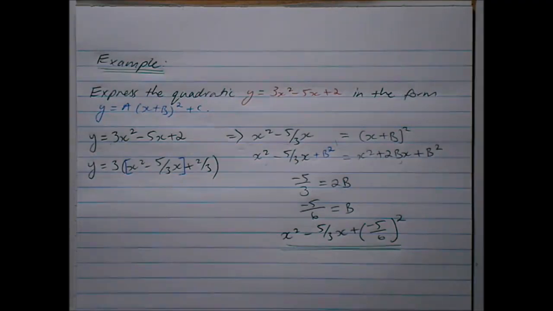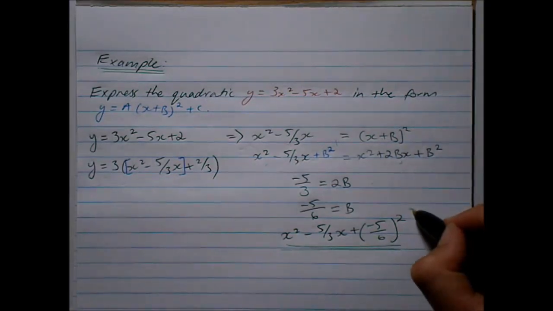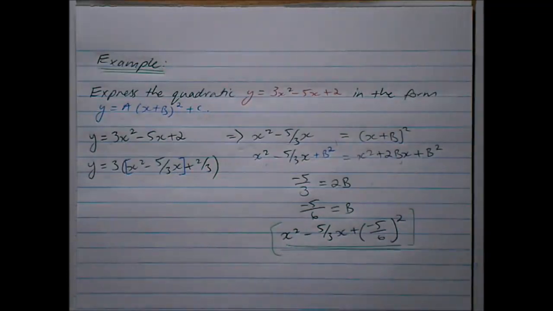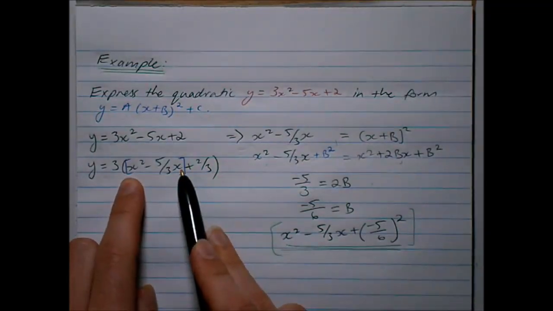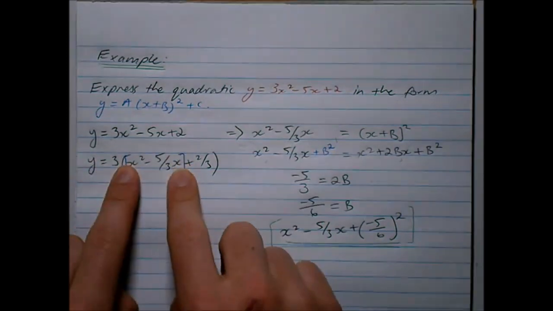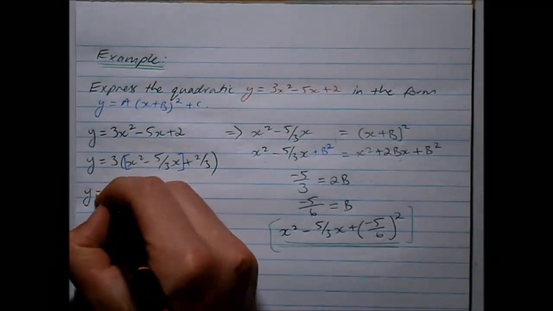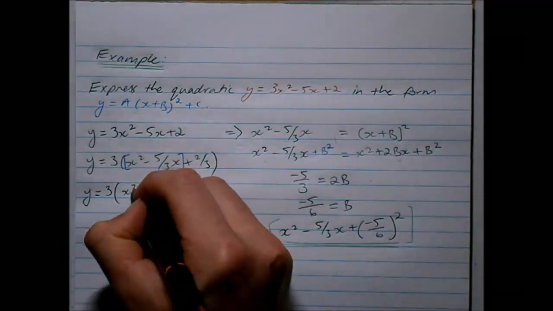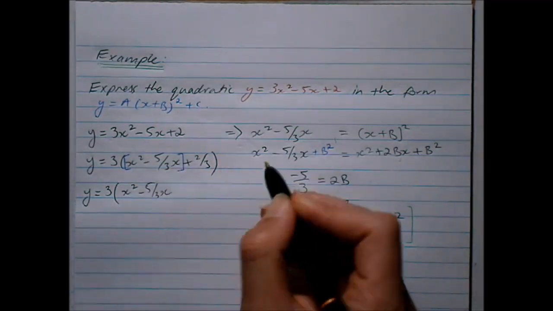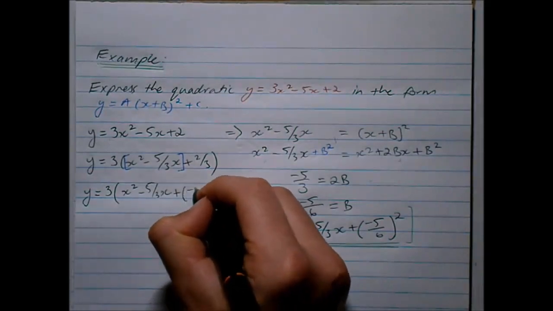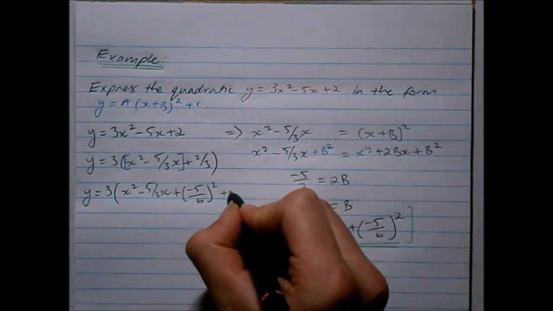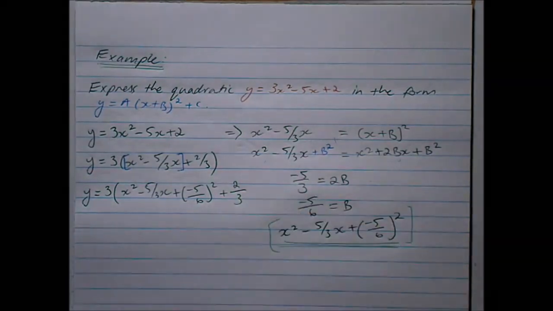So, because we were just working with these x terms over here, we can now sub in our new quadratic. This x squared minus 5 on 3x plus negative 5 on 6 squared. And we sub it in for these values here. So basically, take those values in blue out and put in these values in green, okay? So what we get then is y equals 3 outside of x squared minus 5 on 3x plus negative 5 on 6 squared plus 2 on 3, okay?